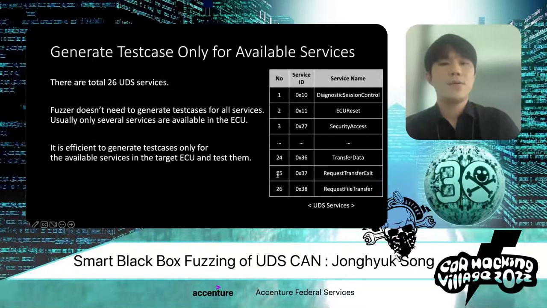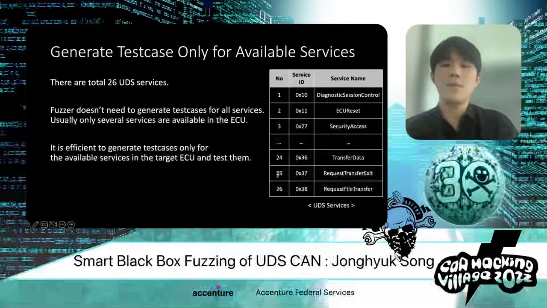There are 26 services in UDS, and each service has its own service ID. The fuzzer doesn't need to generate and test all UDS services because not all services are available in the ECU. In my experience, usually about 10 services are available in the ECU. So it is efficient to generate test cases only for the available services in the target ECU and test only them.